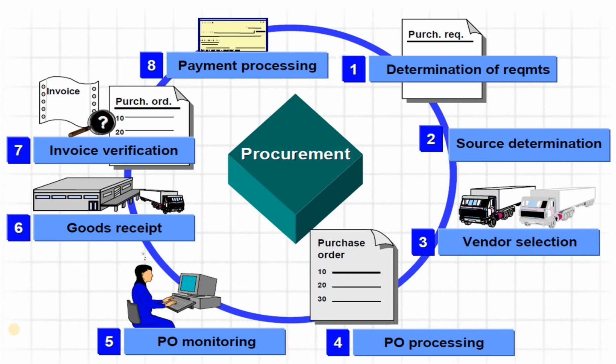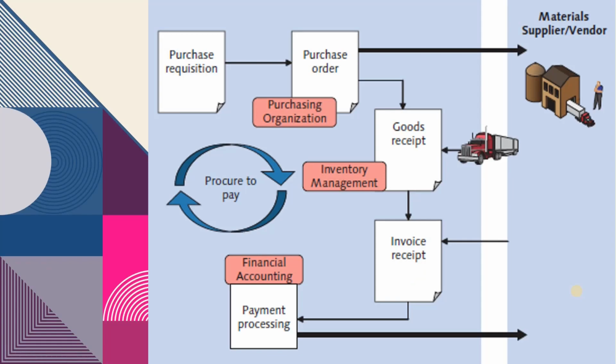Let me show you another figure of the P2P cycle, which shows the same technique. On this side you have the supplier, or you can say the vendor, who supplies the material. The first document is the purchase requisition. This purchase requisition can be created manually, or it can be created automatically through the MRP run.